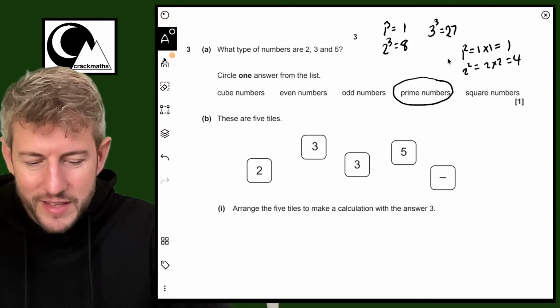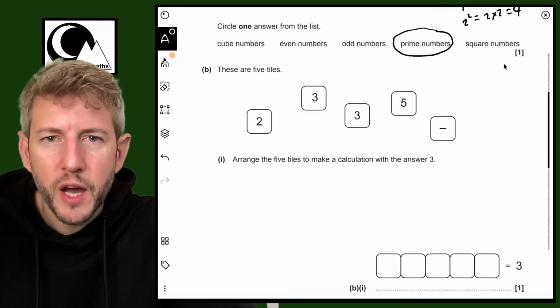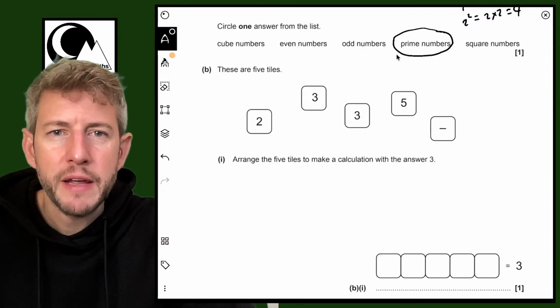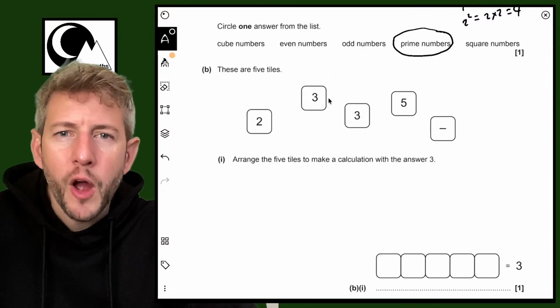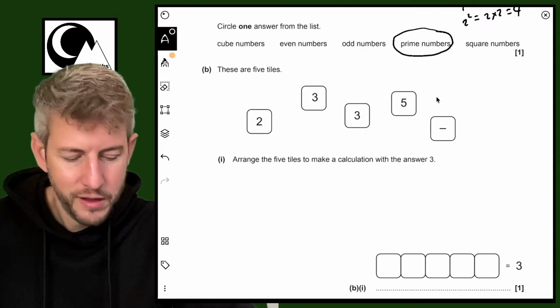Okay, right. Let's have a look at these next 5 tiles. We've got 2, 3, 3, 5 and blank. Arrange the 5 tiles to make a calculation with the answer 3.